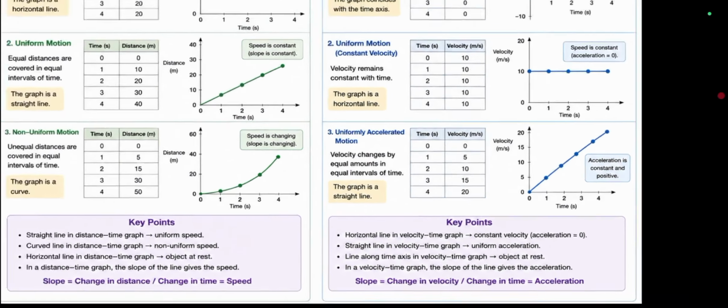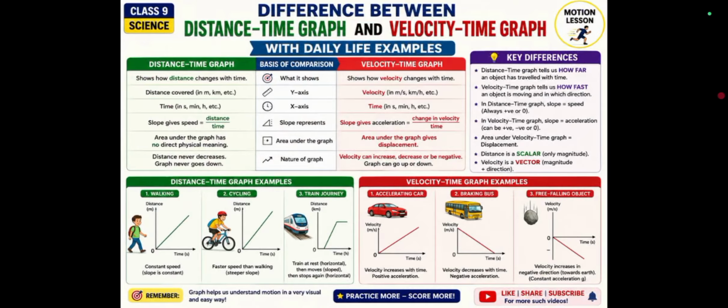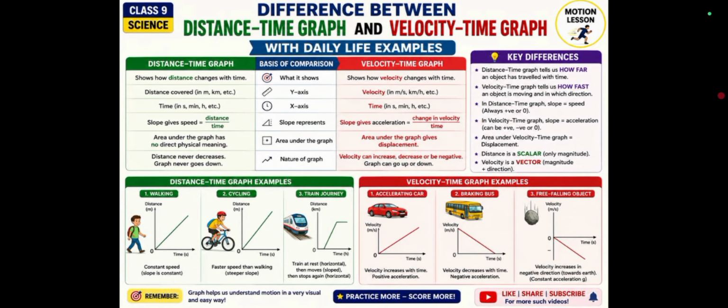These are the key points of distance time graphs and velocity time graphs. Now we have to learn about the differences between these two graphs. Here, the difference between distance time graph and velocity time graph. Here we have to learn the distance time graph. It shows distance change with time. In a velocity time graph, it shows velocity change with time.